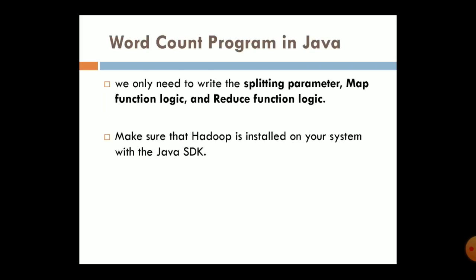We only need to write the splitting parameter, map function, and reduce function logic. When we write the program, we basically require only three things, because all other things will be imported from different places. So we need to write only these three things: splitting parameter, map function, and reduce function. We'll be seeing how the map function and reduce function work in the further part.